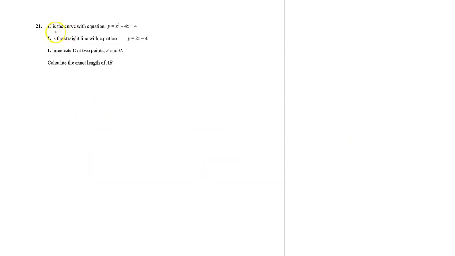Now for question 21, it says C is the curve with equation y equals x squared minus 4x plus 4. And it says L is the straight line with equation y equals 2x minus 4. And it says that the line L intersects the curve C at 2 points A and B. Calculate the exact length of AB.